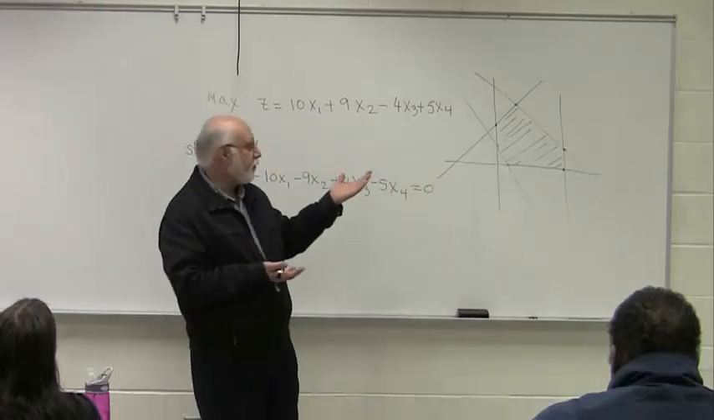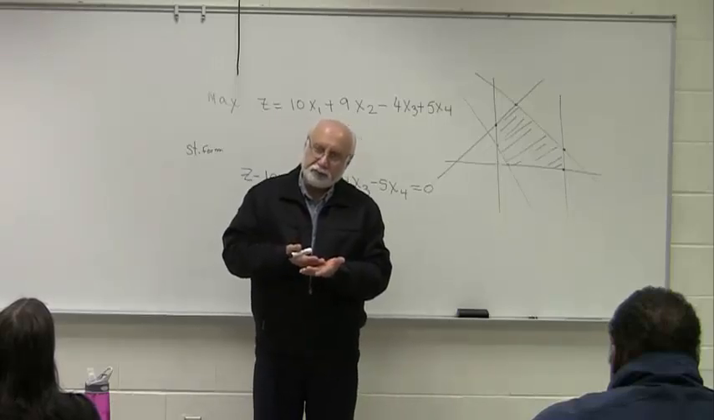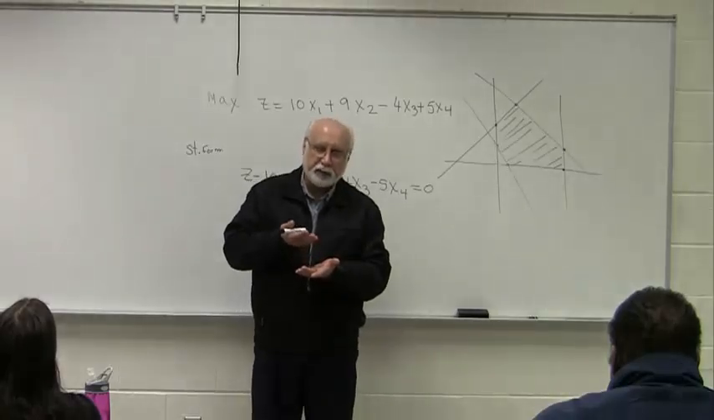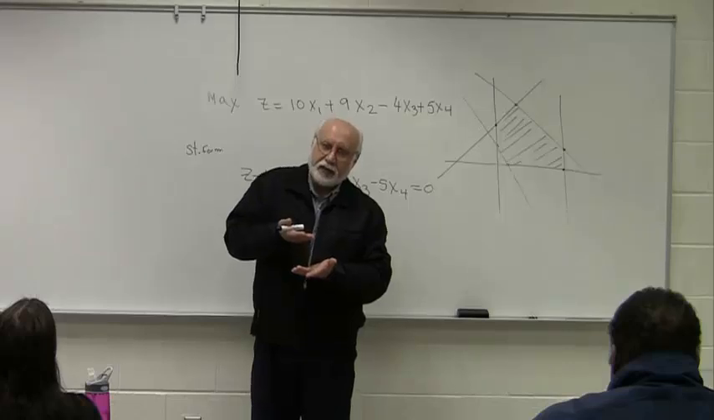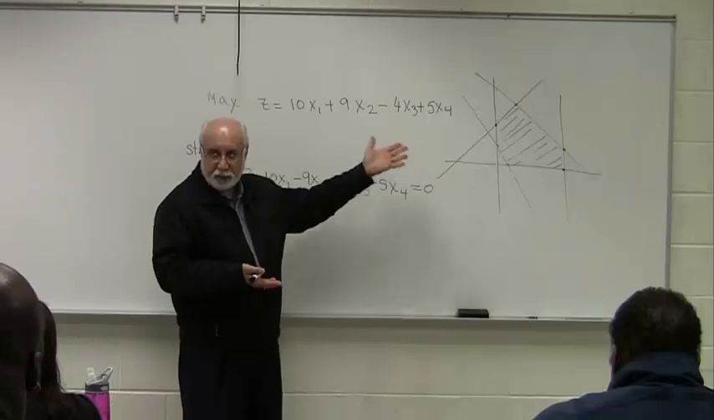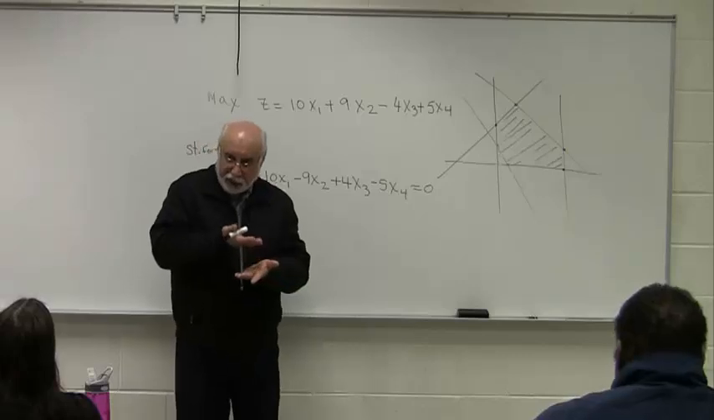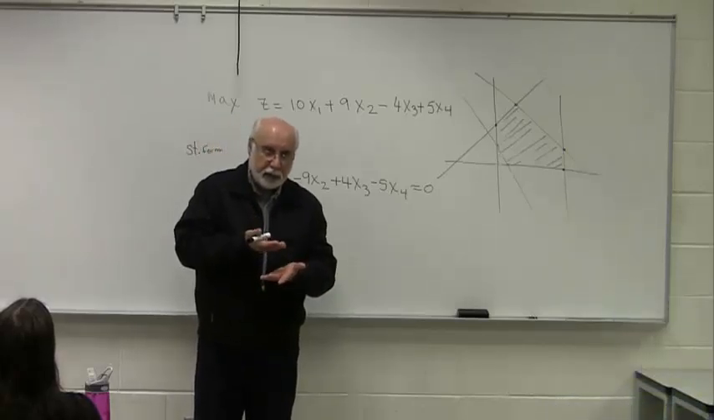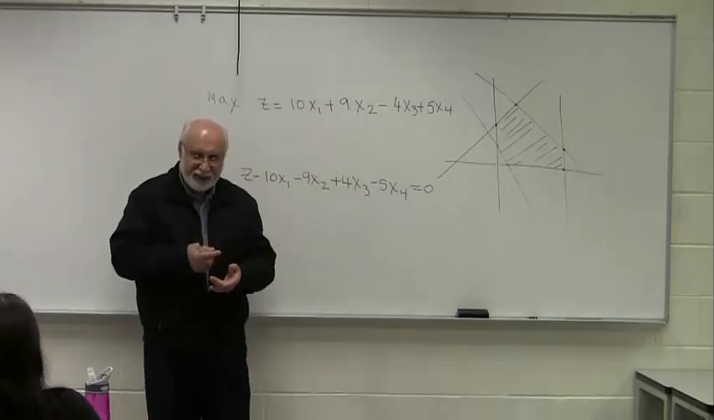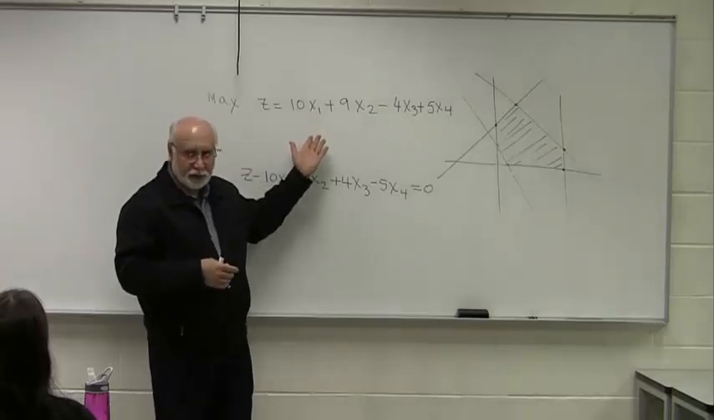For example, I can pick X2 and I say, oh, I'm going to increase X2 instead of 0, 0.1, 0.2, 0.3, 0.4, 0.5. And as I increase X2, Z becomes 9 times 0.1, 9 times 0.2, 9 times 0.3, and so on. It keeps increasing. I can do the same thing for X1, one at a time. I'm just making a case.